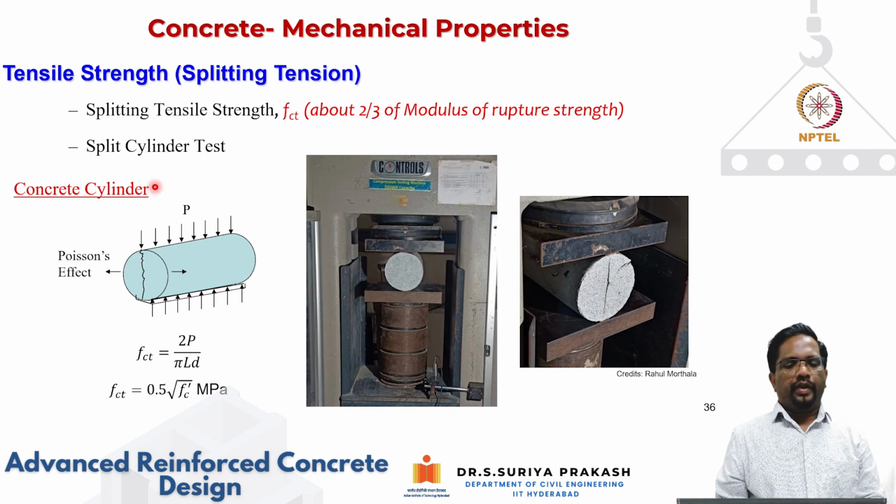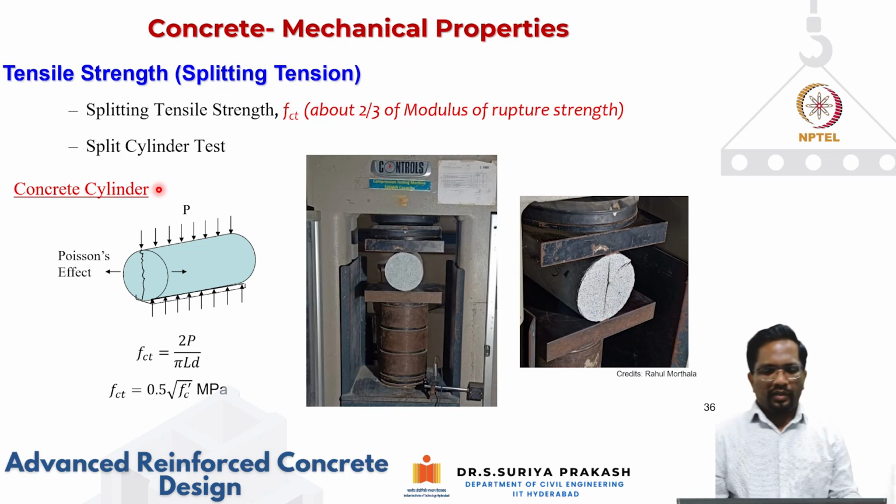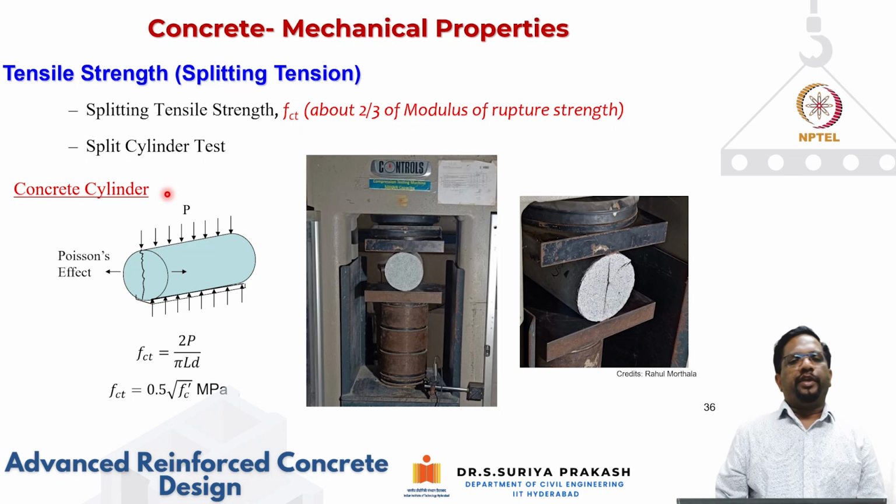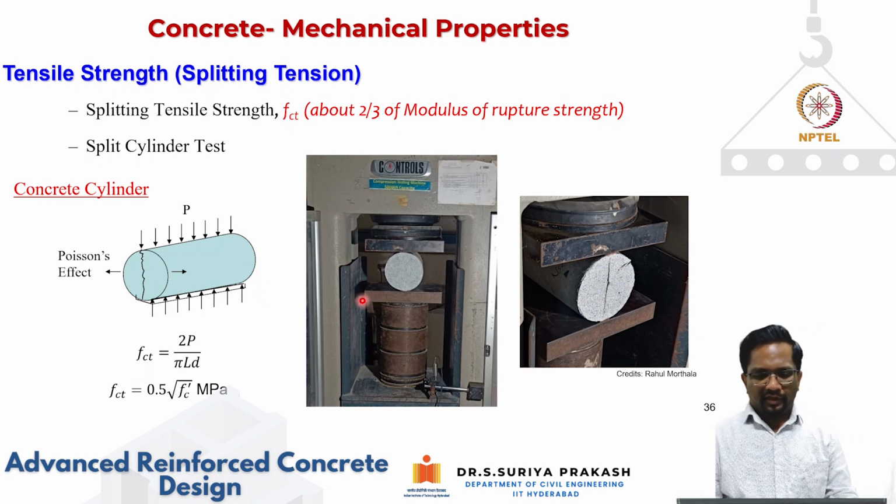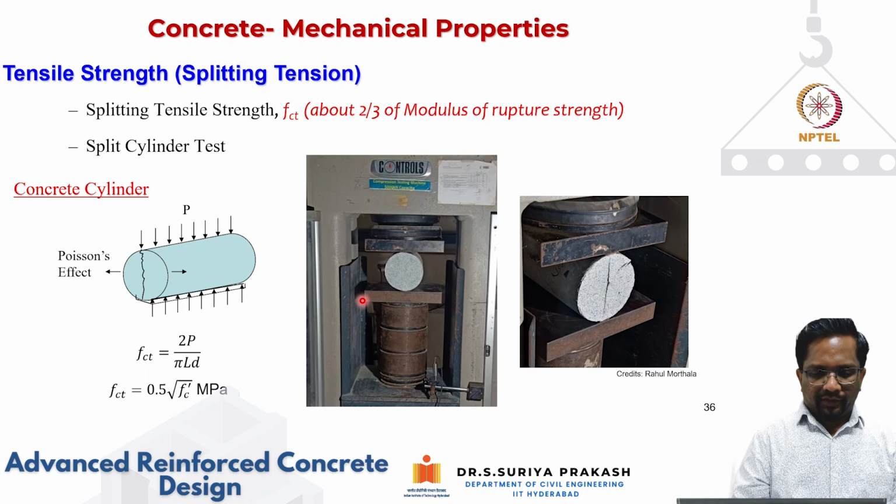Another way to do an indirect tension test is basically the splitting tension test. As you can see here, what we do is we put the cylinder in the transverse direction, and we apply a small line load, okay, and we keep pushing it. So why is it now developing tension? You see, though I am applying compression, right?